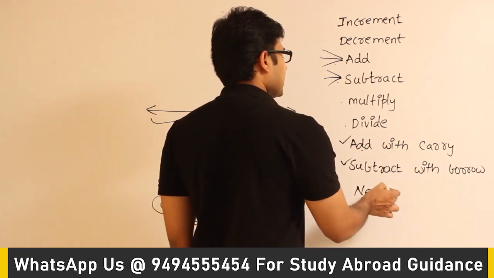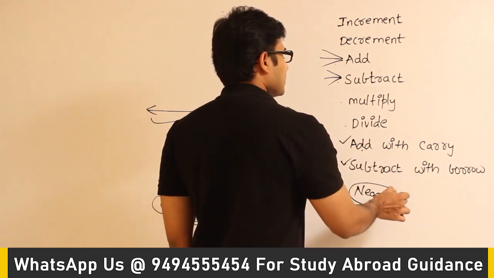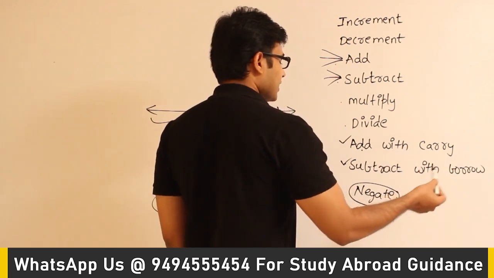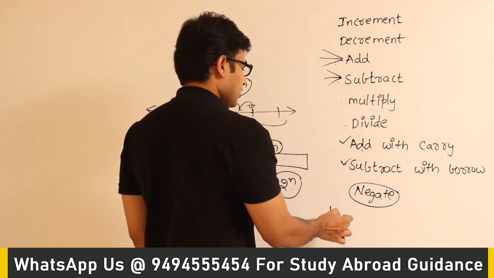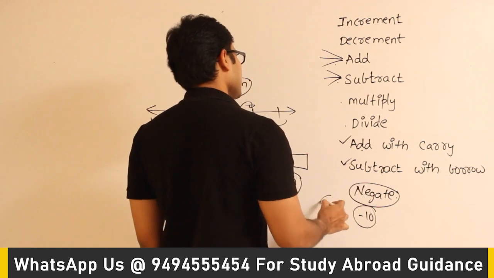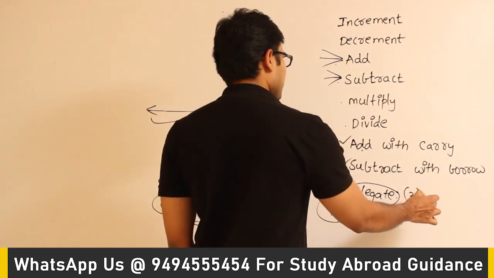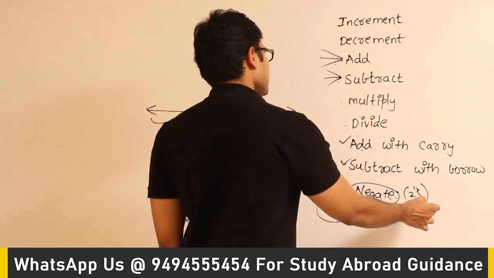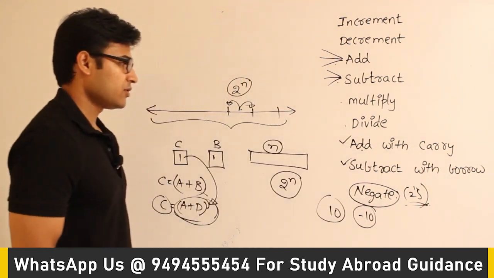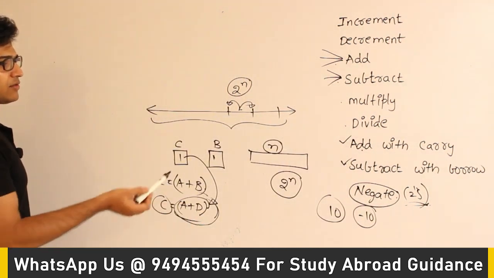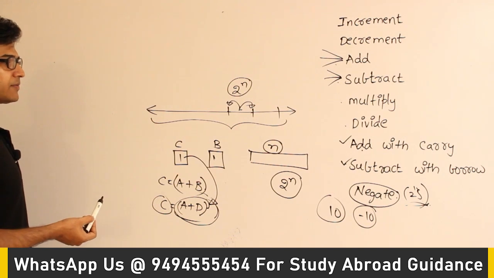And the next one is negate. So negate is nothing but getting the negative number. If you have 10, you are supposed to get minus 10. So it is nothing but 2's complement. For implementing 2's complement also, we might have a hardware circuit, and in order to send the operands to that circuit, we might have to use this instruction, right?